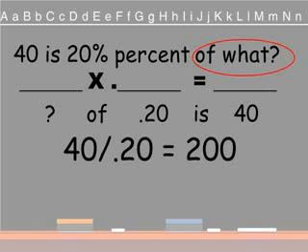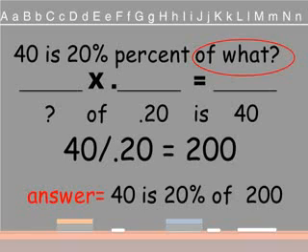And so we're going to write it out mathematically. Remember, we're dividing now because we have part of the question and the answer, so we have to do the opposite. So we're dividing 40 divided by 0.20 equals 200. Answer: 40 is 20% of 200.